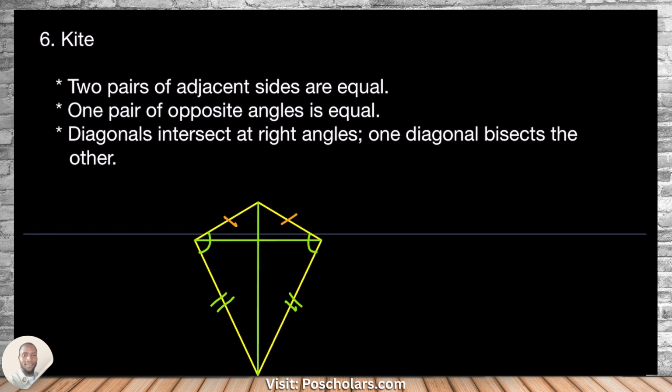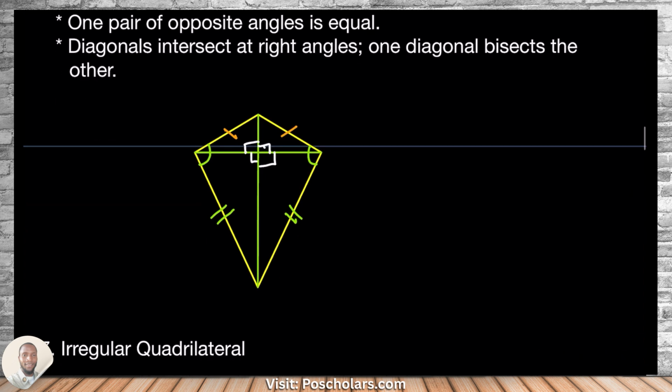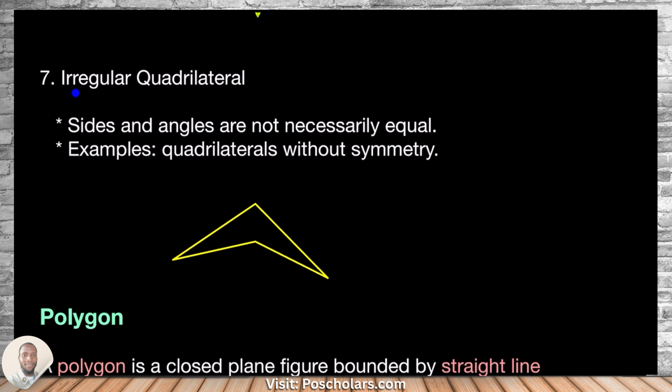So we have 90 degree here, 90 degree, 90 degree, and 90 degree. Good. Next, irregular quadrilateral. Now, irregular quadrilateral, what are the properties?